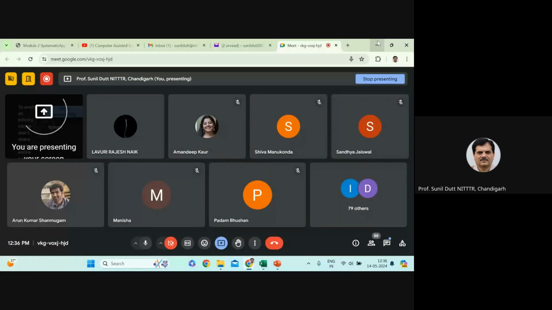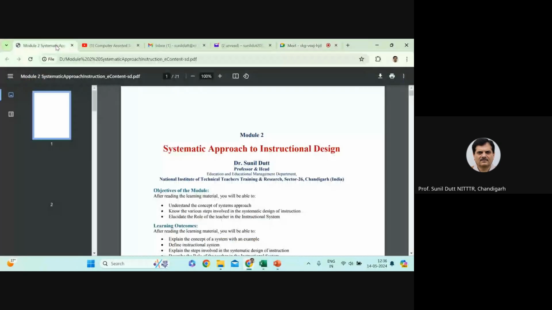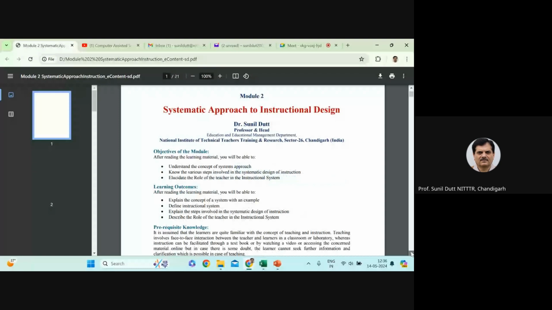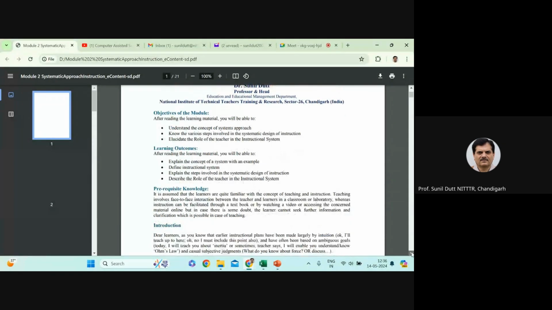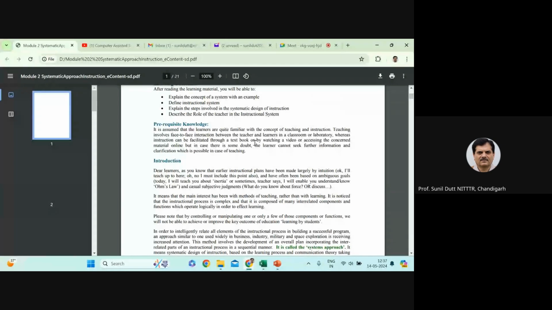Now, I will show you this. This is a specimen of self-learning material. For the topic, you can write your name and your designation, and then first of all, the objective of this whole module. You will give the broad objective of the module: after reading the learning material, you will be able to. Then the learning outcome, very specific. Then another is prerequisite knowledge, that is what your students are supposed to know before the start of this topic. It is assumed that the learners are quite familiar with the concept of teaching, instruction, and so on.